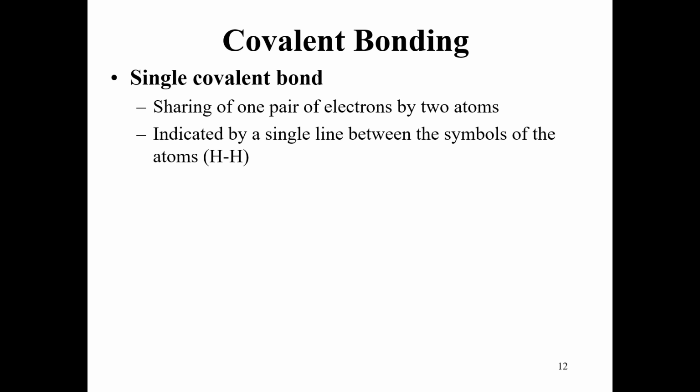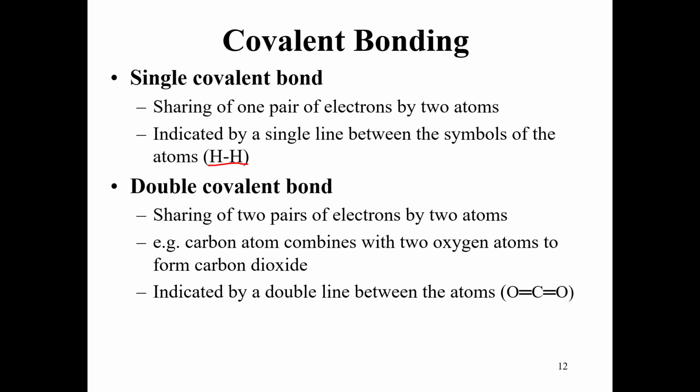Okay, so a single covalent bond is sharing of one pair of electrons by 2 atoms. This is indicated by a single line between the symbols of atoms. Take, for example, H-H. Double covalent bonds is sharing of 2 pairs of electrons by 2 atoms. Carbon atom combines with 2 oxygen atoms to form carbon dioxide. It is indicated by a double line between the atoms. This represents 2 covalent bonds.